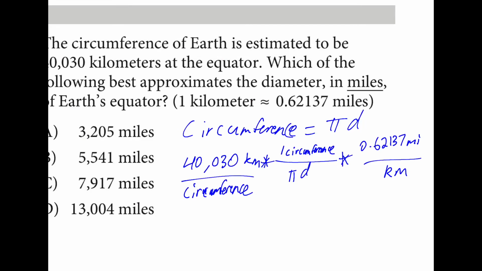So if I start off with 40,000 kilometers per circumference, and I multiply by 1 circumference divided by pi times diameter, that's the ratio between the two, and then I multiply by 0.62137 miles per kilometer, I'm left with miles per diameter. And this answer is 7,917.5, or C.